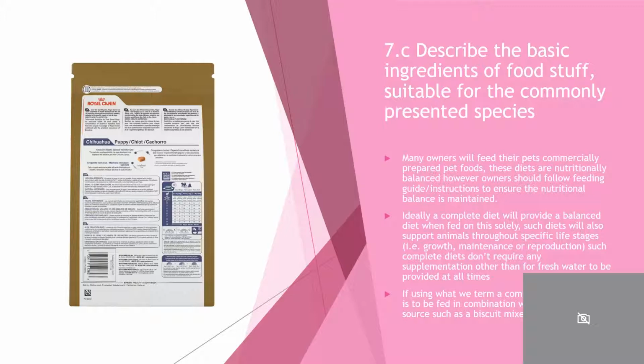Such diets will also support animals throughout specific life stages, i.e. growth, maintenance or reproduction. And such complete diets don't require any supplementation other than for fresh water to be provided at all times. If using what we term a complementary diet, this is to be fed in combination with a further food source such as a biscuit mixer or a canned meat.